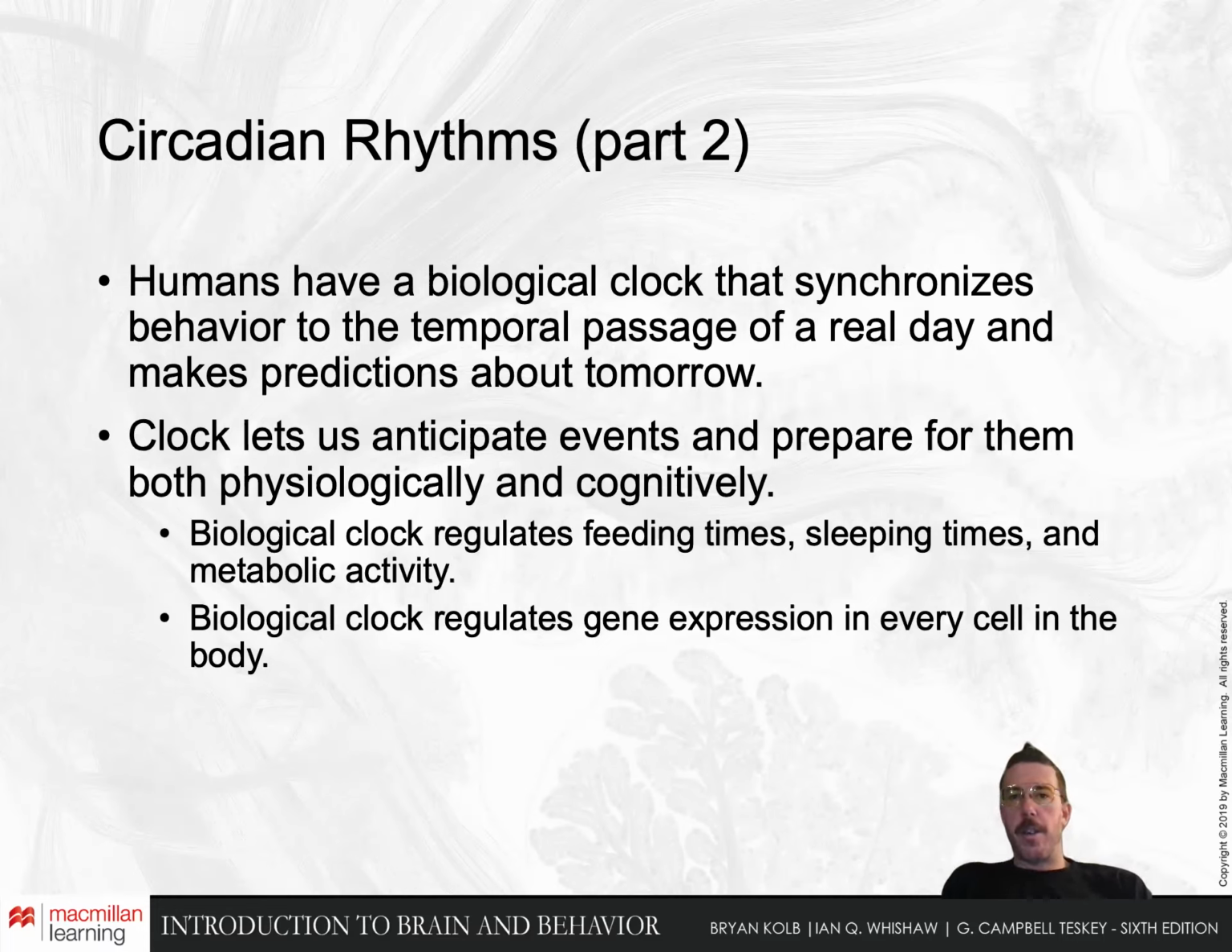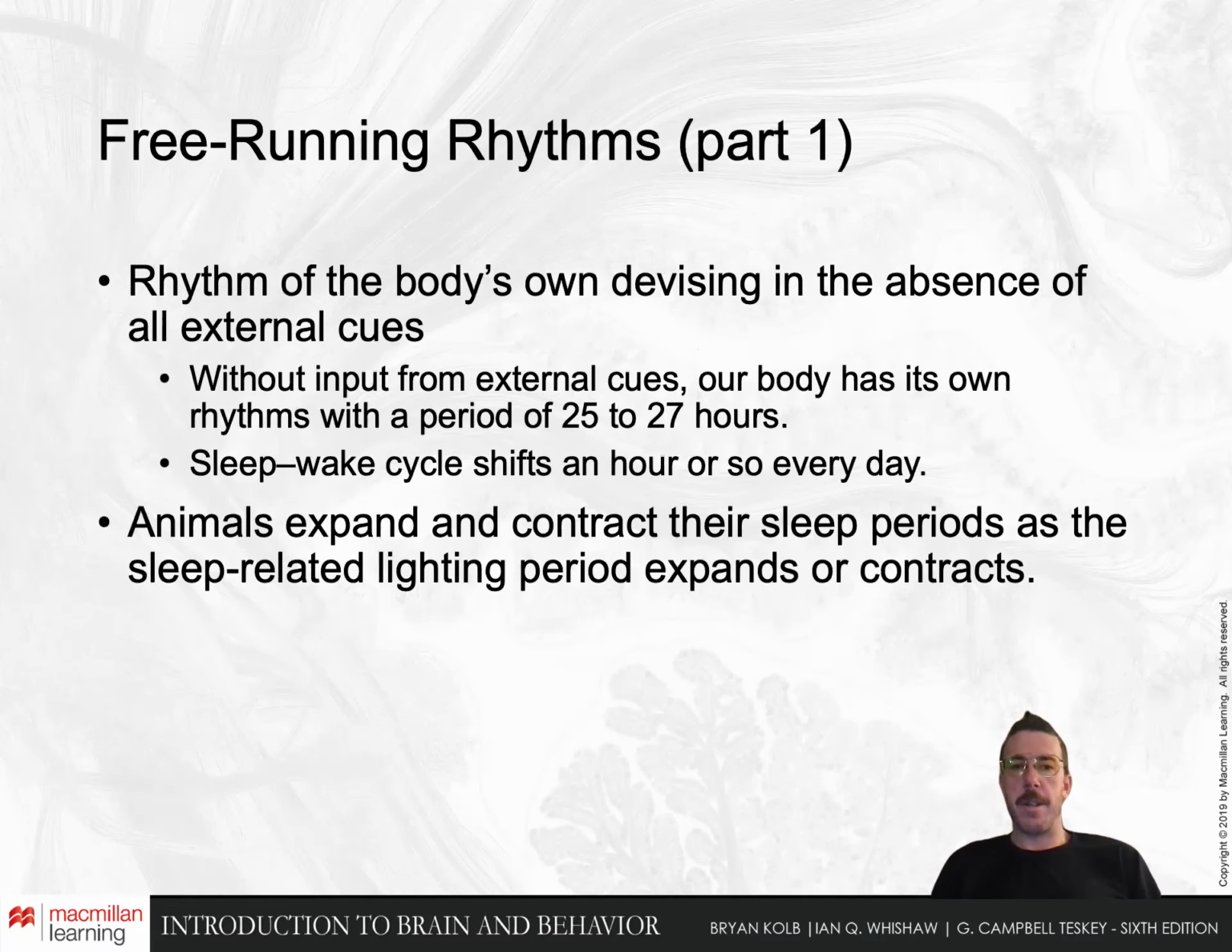So humans' biological clock we've seen is synchronized to the day, and it makes predictions about what's going to happen tomorrow. So it lets us anticipate the start of the day, the end of the day, and the meal times, for instance. And it prepares our physiology and cognition to be attuned to those times. So we have a clock regulating our feeding and sleeping times, but also at a lower level, we have clocks that activate different gene expression in our cells throughout the day.